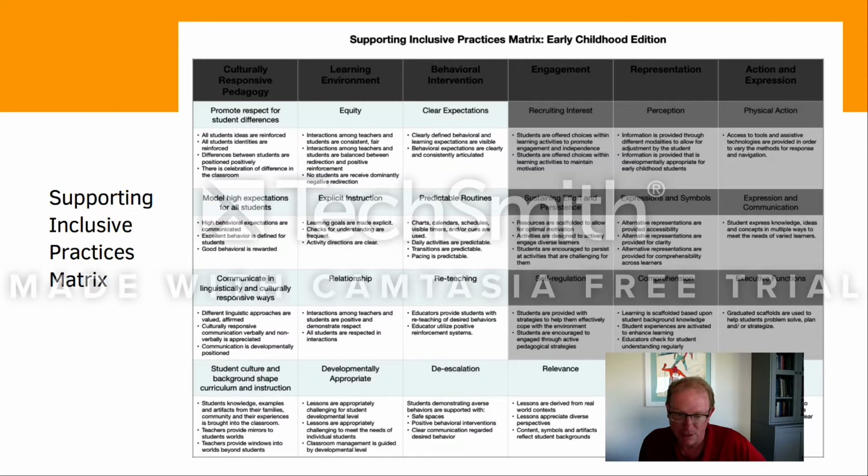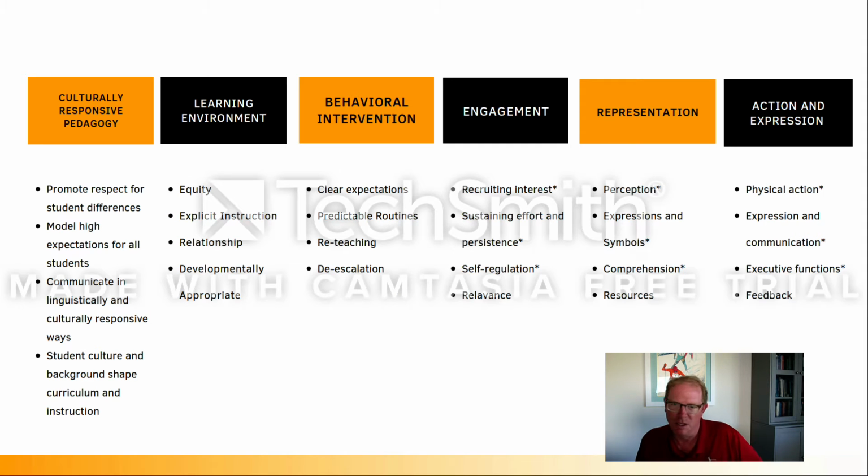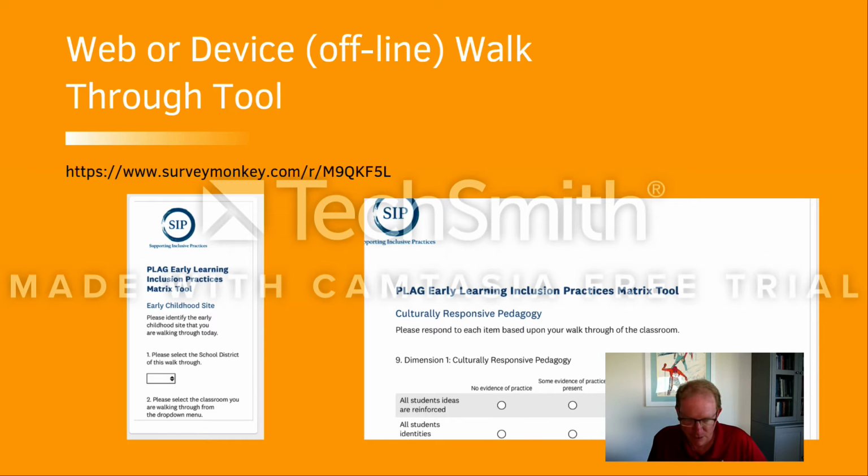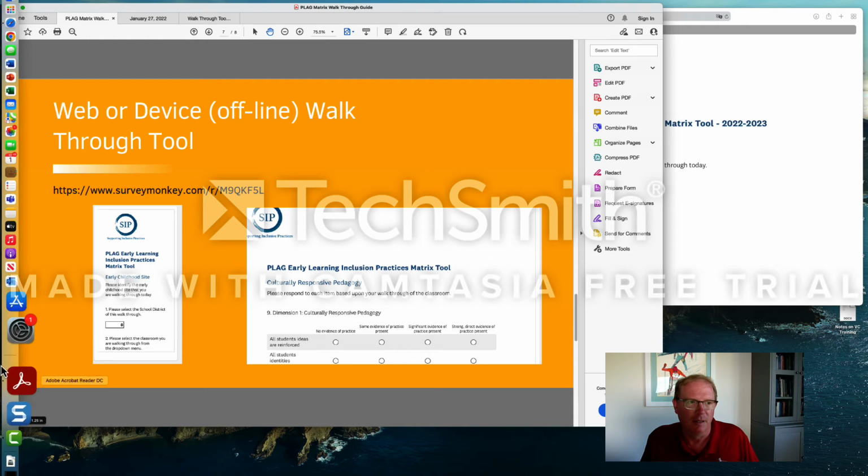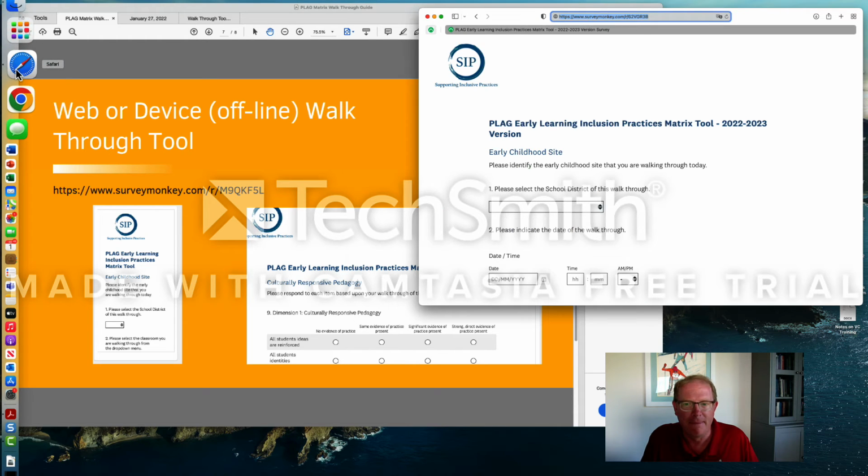And that's the matrix. This is another representation of that same thing. So it's less detailed, but we're really talking about 6 domains with then very specific look-fors in each of those 6 areas. This is the organization of the tool itself, and I'm going to show you that tool in just a moment. So the tool itself, let's talk about that tool. I'm going to click over here.